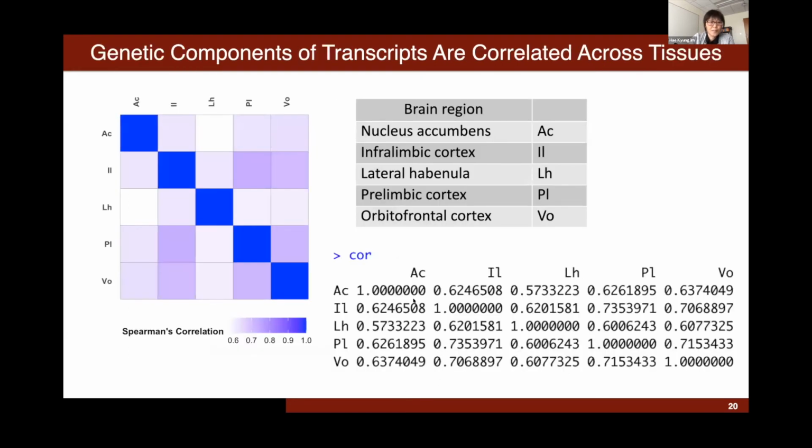And another thing we did, this was done today by Sabrina, was calculating the correlation between the genetic component of genes for these different regions. So we correlated the predicted or genetic component of gene expression for all these different tissues, and the correlation is above 57% across the board. So that's telling us that the genetic components of transcripts are correlated across tissues.